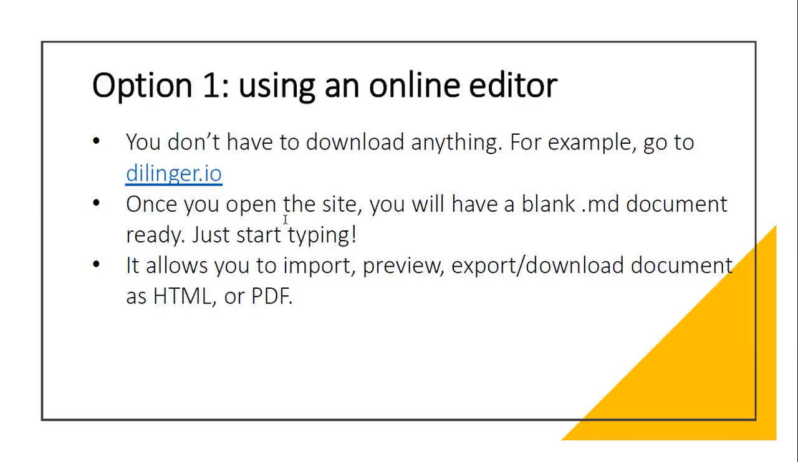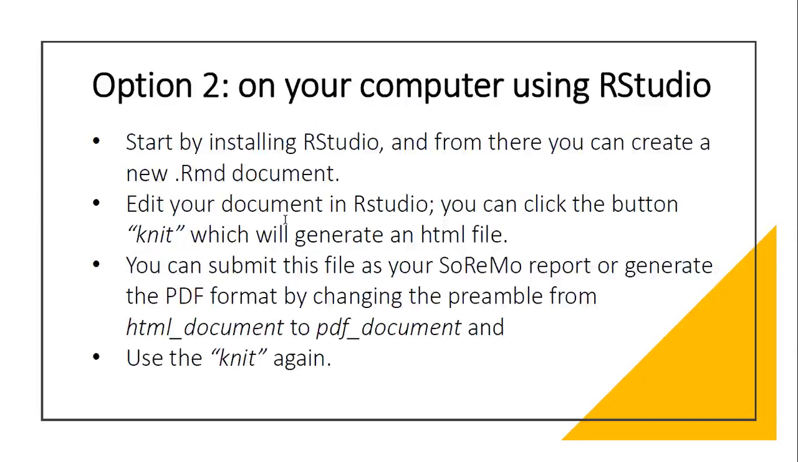Once you open the site, you just start to write a document using some simple commands. I give an example of the heading. You can also check how to do other formatting. And in fact, the good thing also is that on the dillinger.io site, you can have some examples of text formatting. And also on Dillinger, you can import, preview, export, or download documents that you write in Markdown as HTML or PDF.